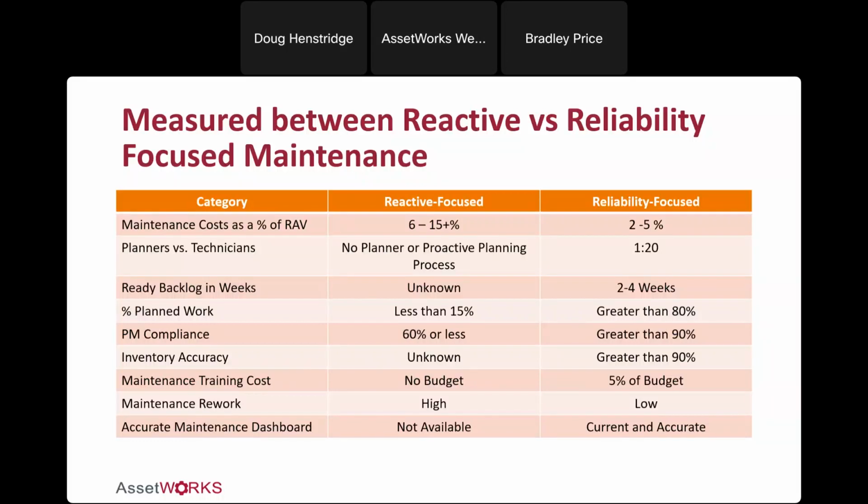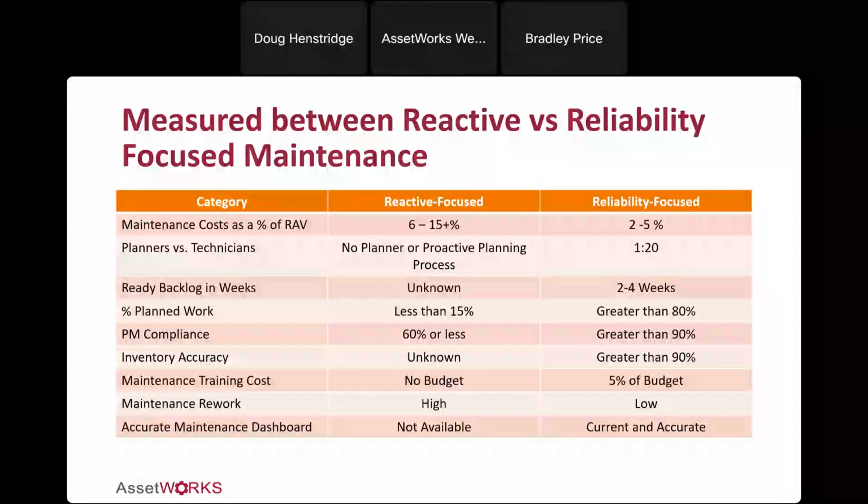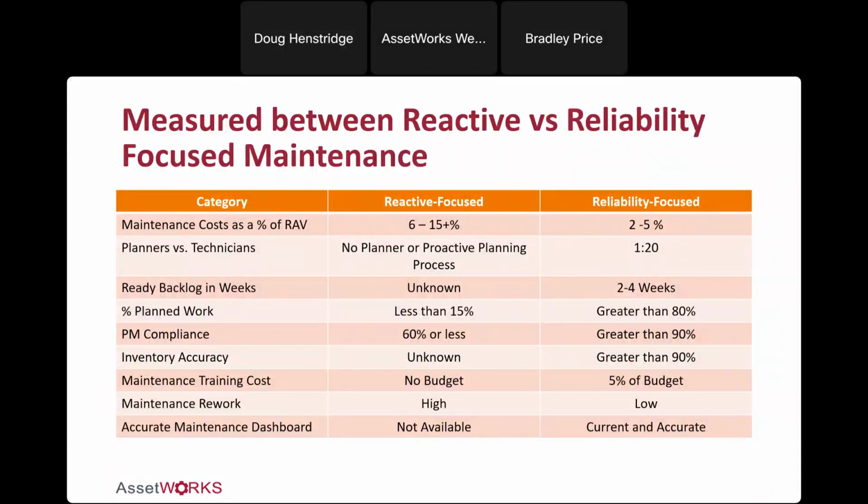Maintenance training costs. I think a couple folks talked about the fact that their staff needs training. Oftentimes there's no budget for it, so it's not getting done. Whereas you should have a training budget around 5% of your maintenance budget for your staff, so they're constantly being retrained or certified or just being brought up to speed on new equipment, new procedures, making sure folks know how to effectively work with or maintain their equipment.